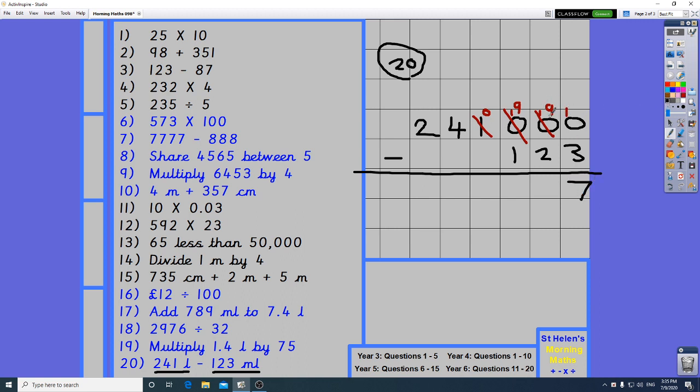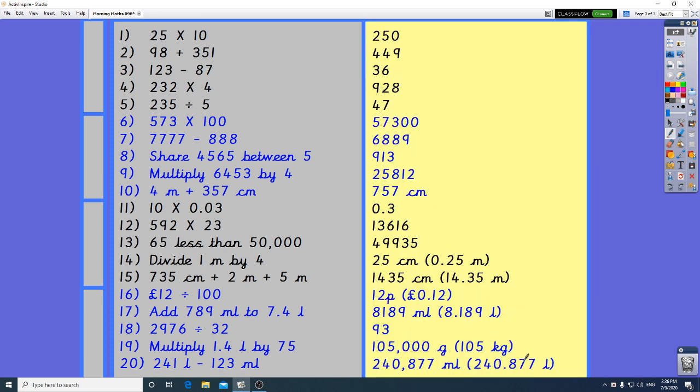10 take away 3 is 7. 7, 8, 0. 240,877. It didn't get much smaller in the end. That is millilitres. I did the whole thing in millilitres. If you do it in litres, you actually divide by 1,000 and you get 240.877 litres. Let's see the answers. It's getting a bit harder. I'm having to think. I hope I didn't get anything wrong. 240.877 litres. That's right.